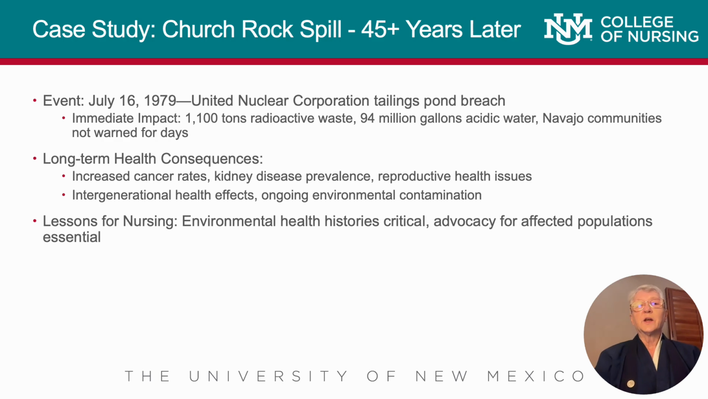Let's look at a specific case study that illustrates these long-term impacts. The Church Rock uranium mine spill. On July 16, 1979, a United Nuclear Corporation tailings pond breached its dam. The immediate impact was catastrophic. 1,100 tons of solid radioactive waste and 94 million gallons of acidic radioactive water were released into the river. The contamination traveled 80 miles downstream.